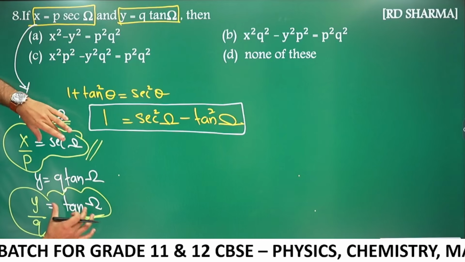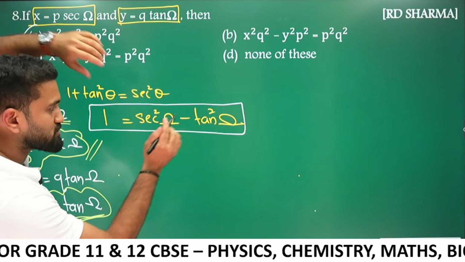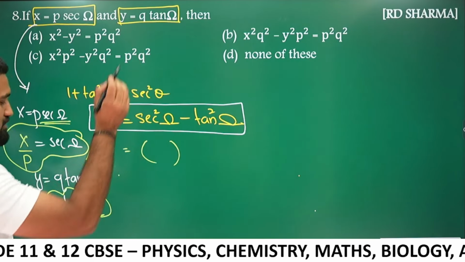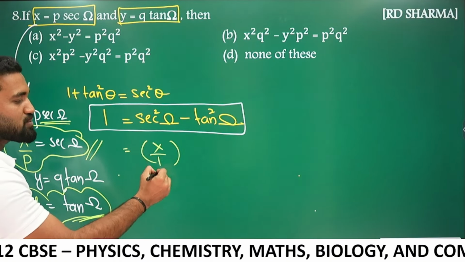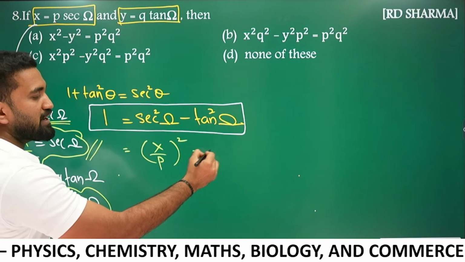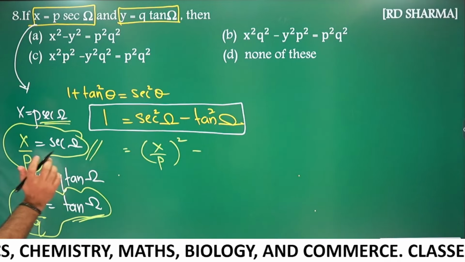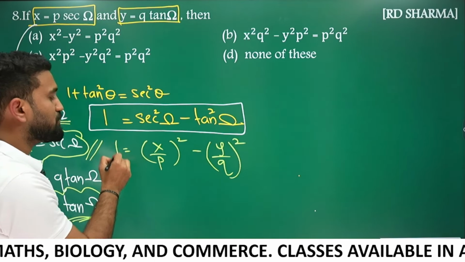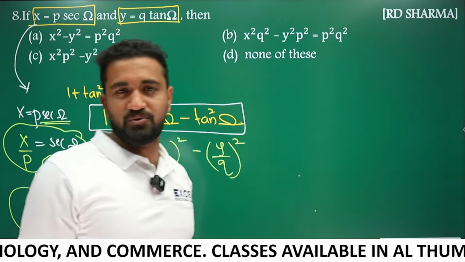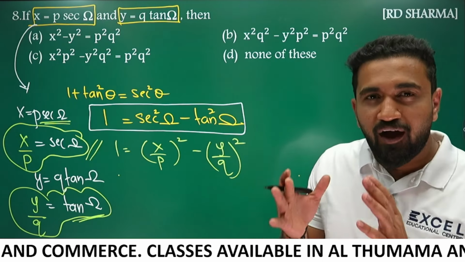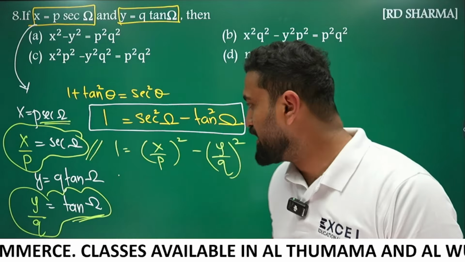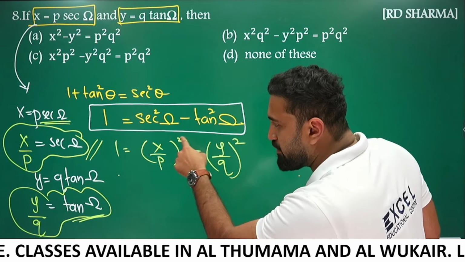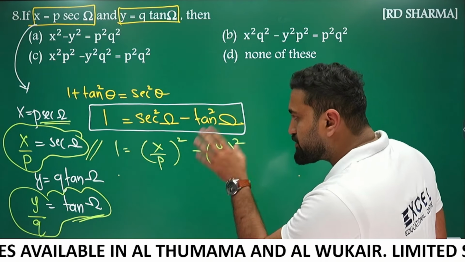These two values are something which you're going to substitute here, so that sec square, see sec is x by p, so x by p the whole square minus tan square, see tan is y by q, so y by q the whole square is equal to what? Simple substitution. The remaining part is the way you are going to simplify this. This will become x square by p square minus y square by q square.